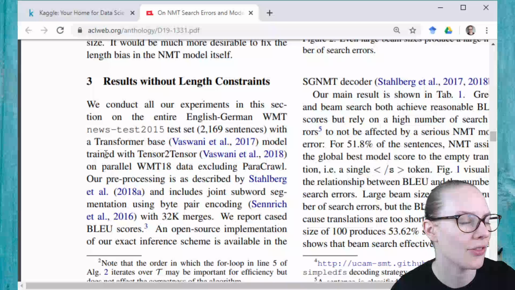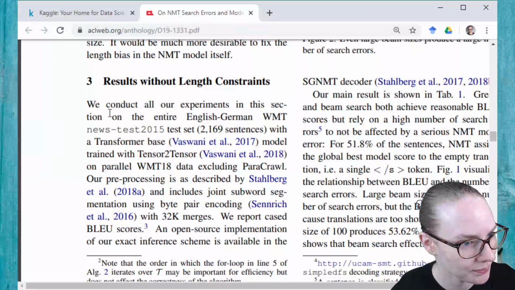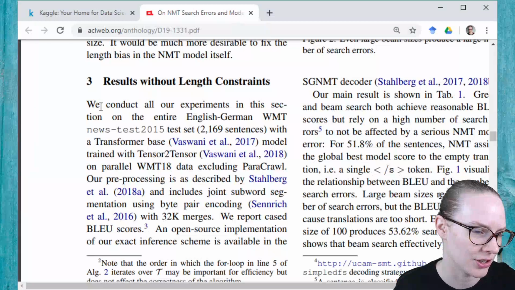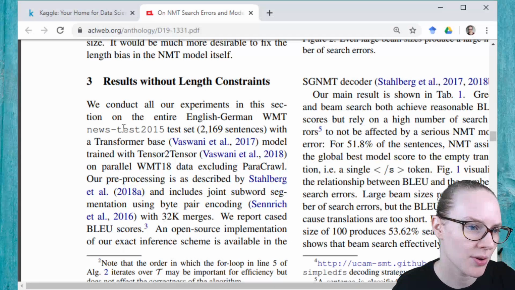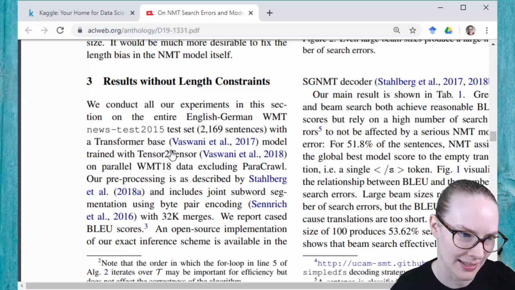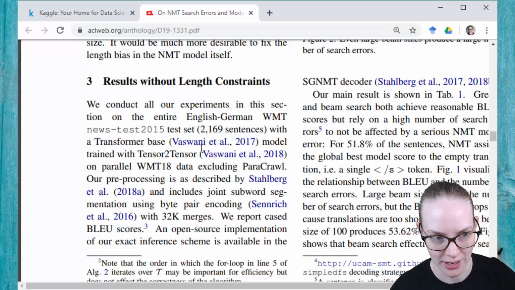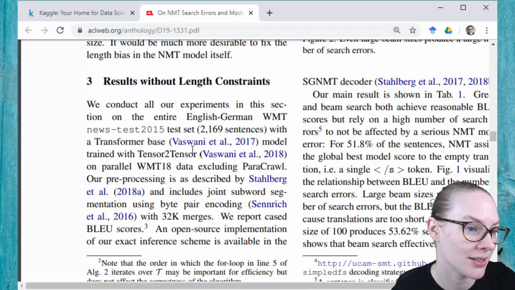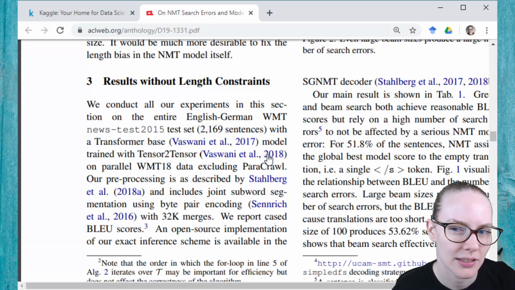Result 3, result without length constraints. We conduct all our experiments in this section on the entire English-German WMT News Test 2015 test set, 2,169 sentences, with a transformer base, Vaswani et al., model trained with Tensor2Tensor, Vaswani et al. 2018. Did we read this?